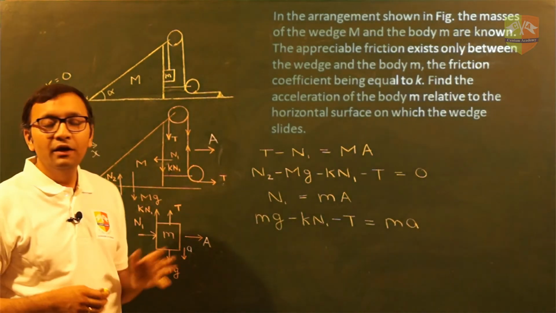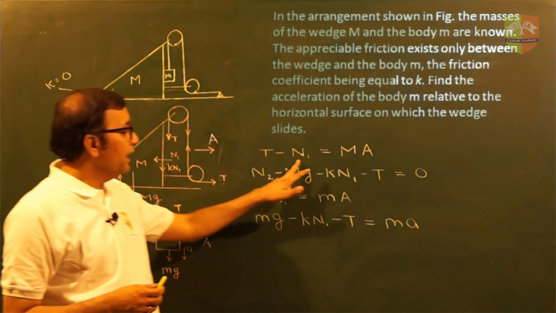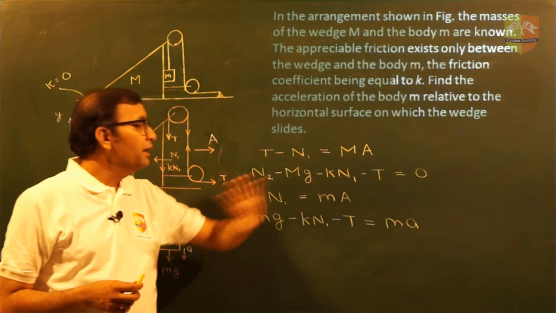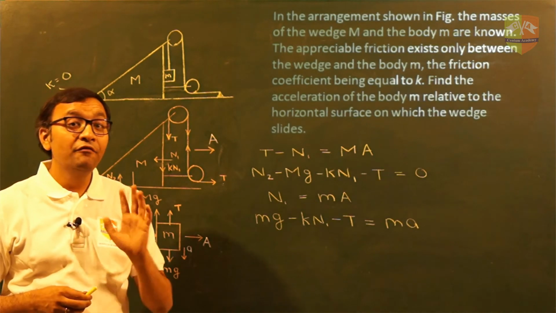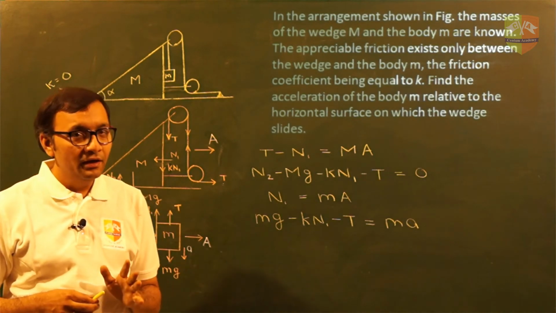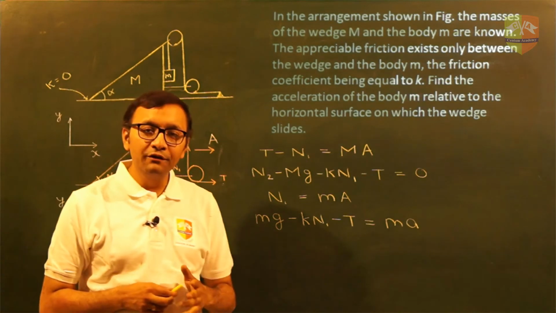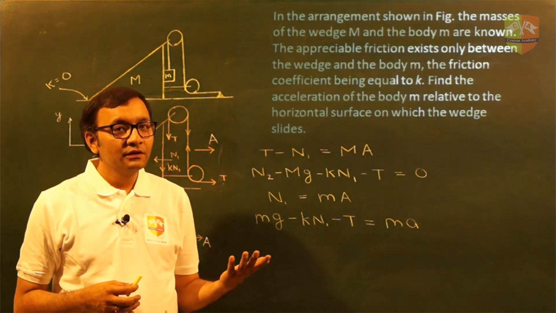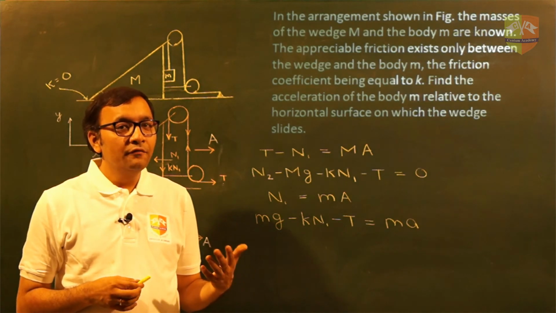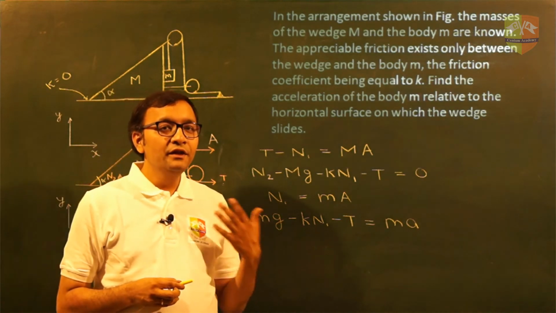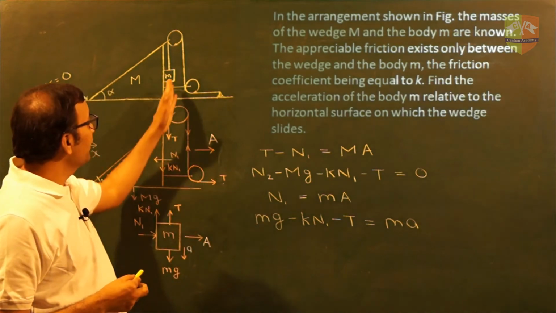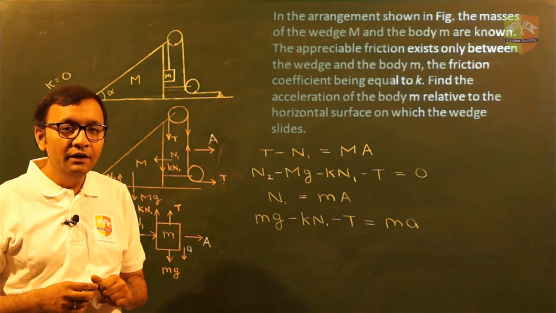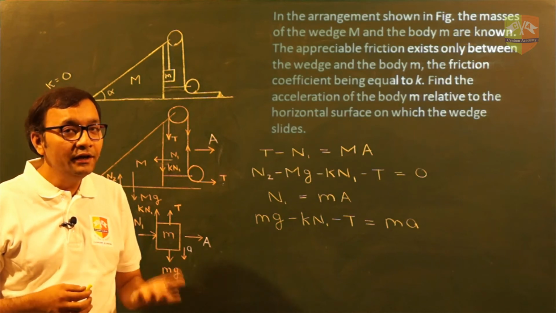Now let us count the number of variables. Here we have N1, N2, T, small a and capital A. We have 5 variables, right? And we have only 4 equations. So we need another equation. What could that be? At the start of the problem, we analyzed the situation and learned that there is a relation between the motion of small m and capital M, right? So how are their motions related?